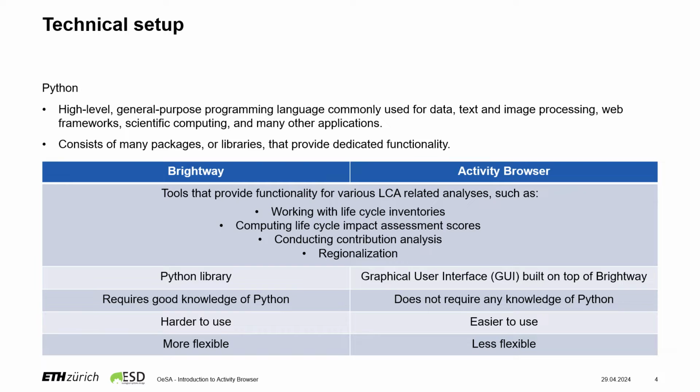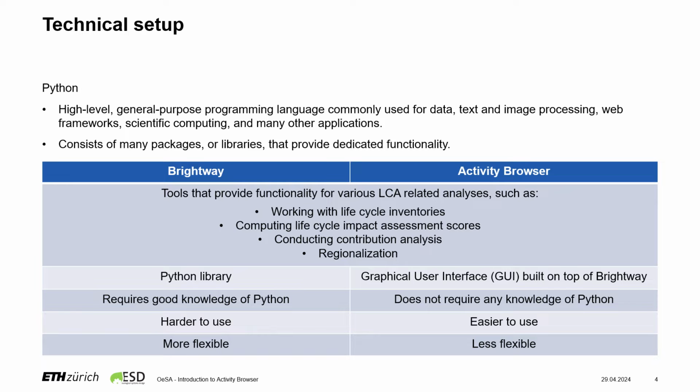That means that Brightway requires good knowledge of Python, whereas Activity Browser doesn't require any knowledge of Python. As a consequence, Brightway is a little bit harder to use, but it is also a bit more flexible. Whereas Activity Browser is easier to use, but it is also less flexible as we are restricted by the functionality that the developers of Activity Browser chose to implement in their graphical user interface. We will be using Activity Browser here.